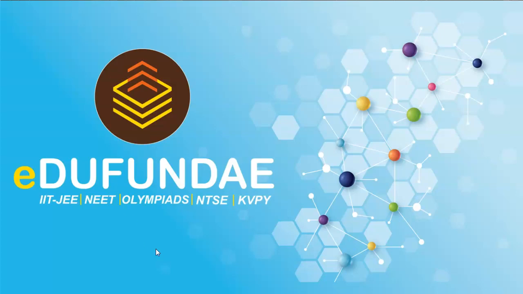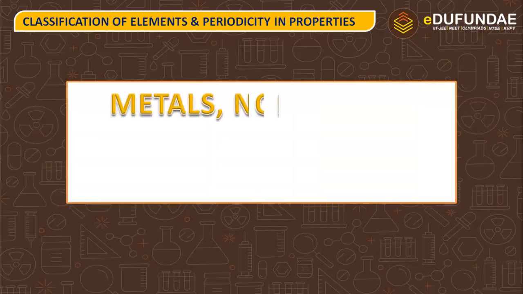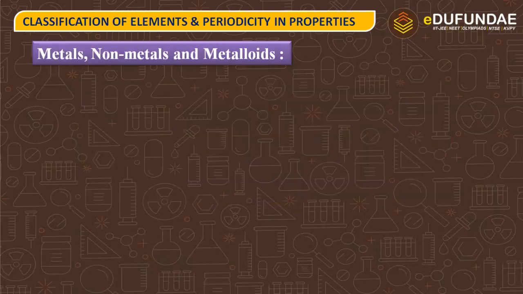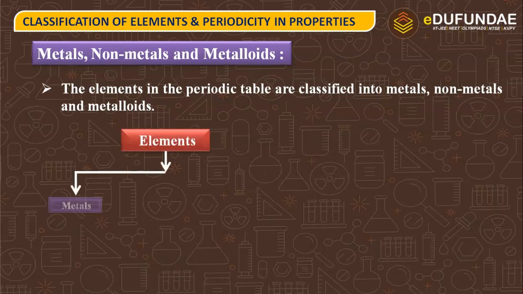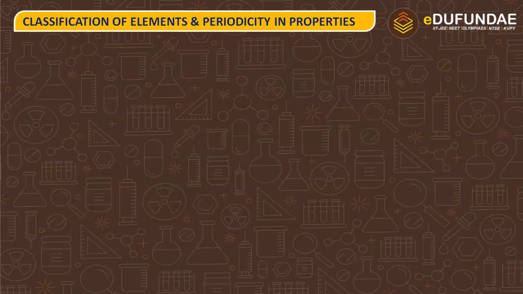I am your chemistry mentor for the topic Classification of Elements and Periodicity in Properties. Let us discuss the topic Metals, Non-Metals and Metalloids. The elements in the periodic table are classified into metals, non-metals and metalloids. As we have a number of elements in the periodic table, those elements are divided into three subcategories. First is metals, second is non-metals, and third one is metalloids.